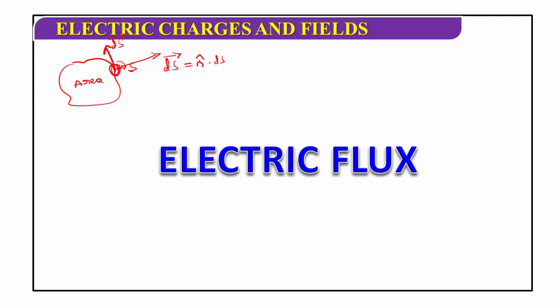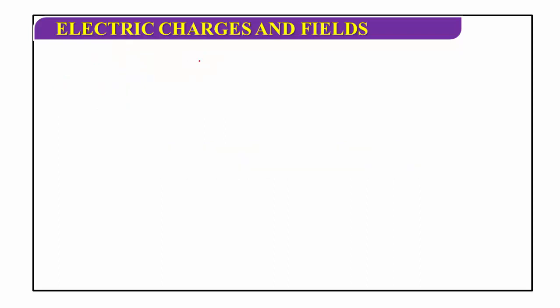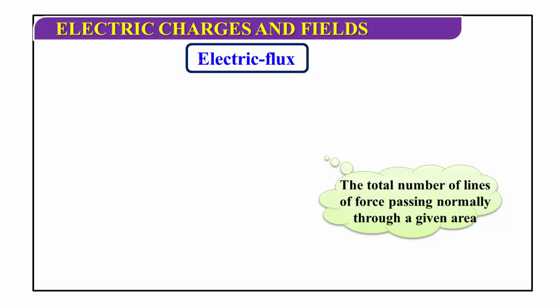Now we will see this concept, that is called electric flux. Electric flux means the total number of lines of force passing normally through a given area. The total number of lines of force passing normally through a given area, that is called electric flux.